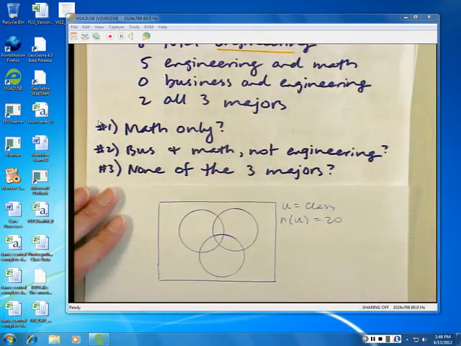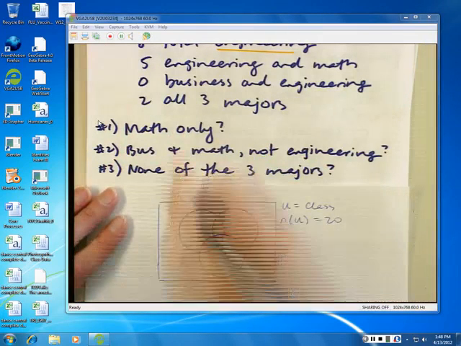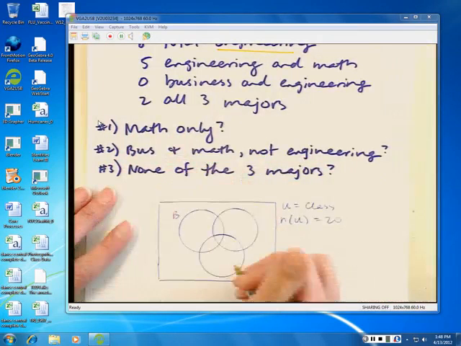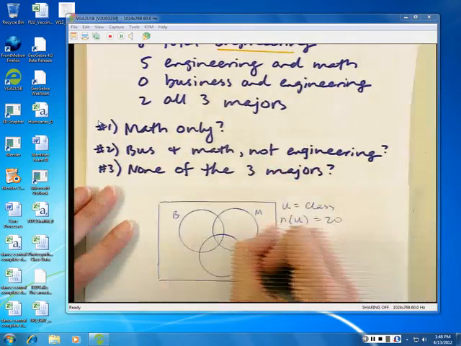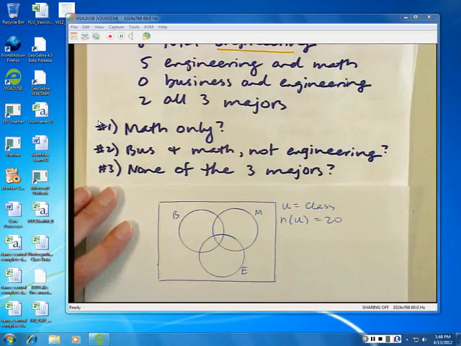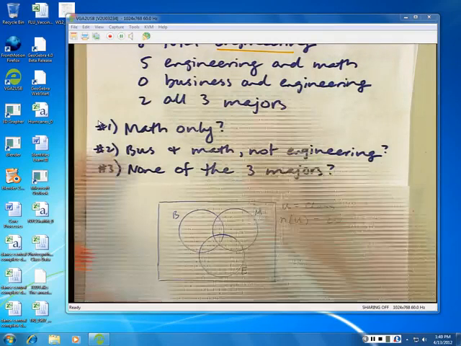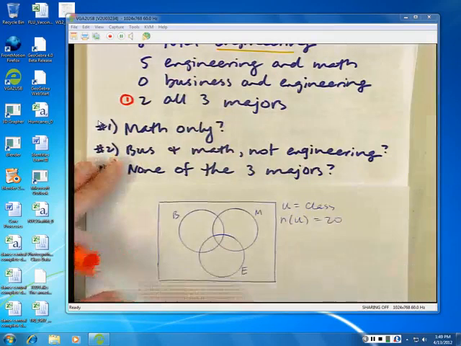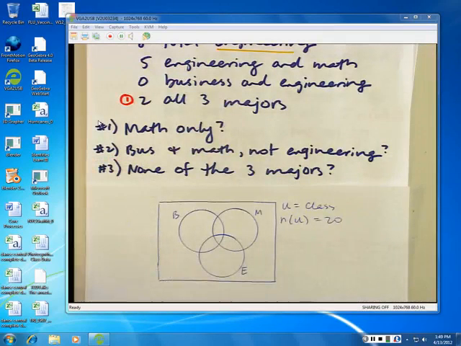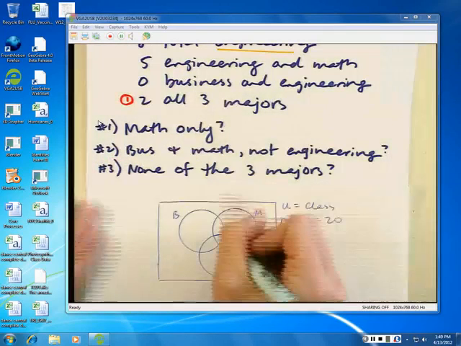As I put my information in here, I need to first label my circles. I need 1 for business, so there's the set of business students, 1 for math, and 1 for engineering students. And the order doesn't matter, you can label them any way. When I start these, I look for the information where I have the most circles overlapping. So I'm going to start with this information right here. 2 are all 3 majors. So I'm going to go ahead and put a 2 right here.